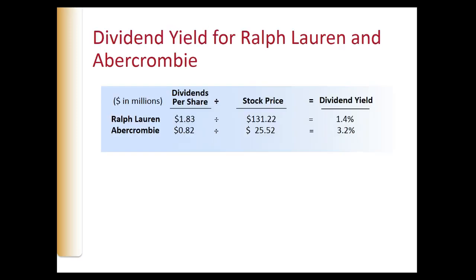Now, the dividend yields for Ralph Lauren and Abercrombie are shown here. Ralph Lauren's dividend yield is 1.4%, less than half the dividend yield for Abercrombie at 3.2%. Dividend yield is an extremely common ratio used by investors. Now, it's interesting here because the dividend yield for Ralph Lauren is lower, but the return on equity is higher, so Ralph Lauren probably doesn't feel a need to pay out the dividends that Abercrombie needs to pay out.